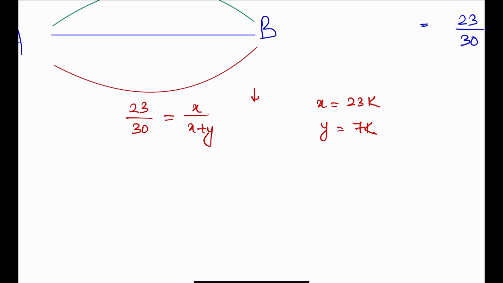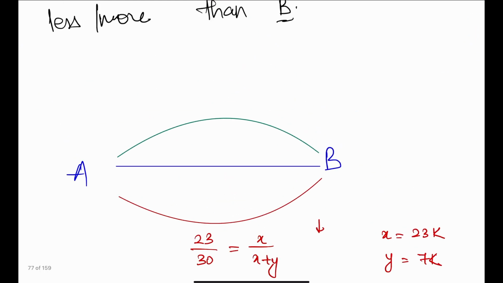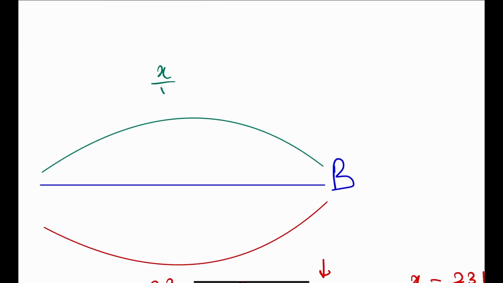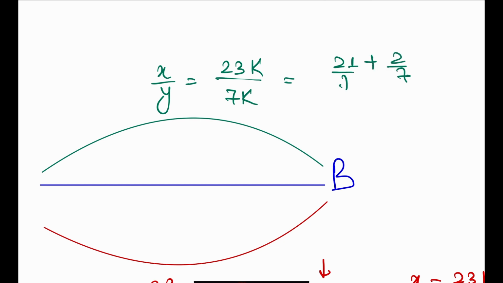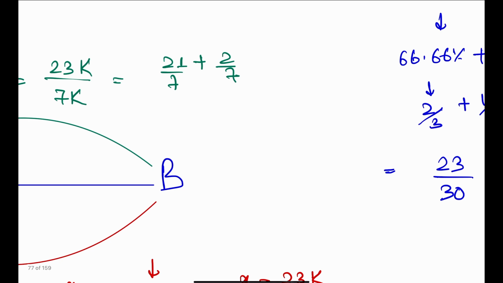Y will be 7k. So increase, then here it will be x by y, 23k upon 7k. This is nothing but 21 plus 2 by 7. So 21 by 7 is nothing but 3. So it will be 300% plus 7. 1 by 7 is 14.28%. 2 by 7 will be 28.56%. So overall it will be 328.56%.